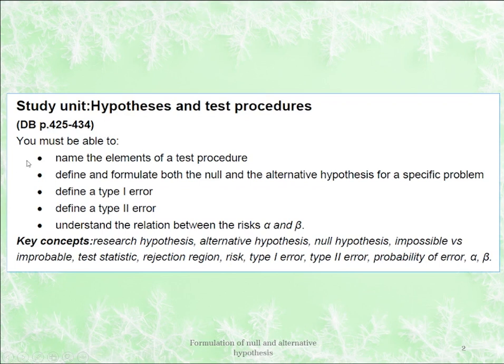And then you must be able to name the elements of a test procedure. You must be able to define and formulate both your null and alternative hypotheses for a specific problem. Define type 1 and 2 errors. We'll deal with this in the next video, as well as understanding the relation between risks, alpha and beta. And all of this terminology you need to understand as well, and be able to apply it in practice.